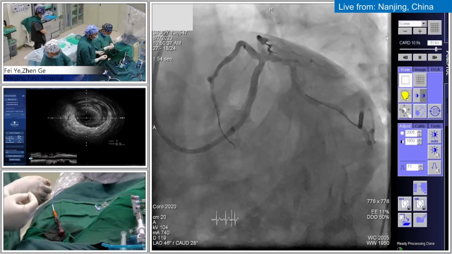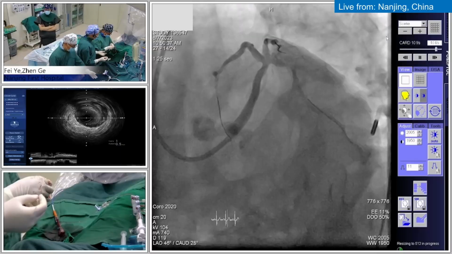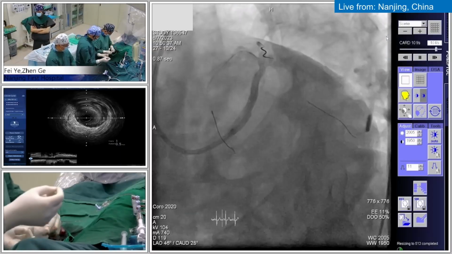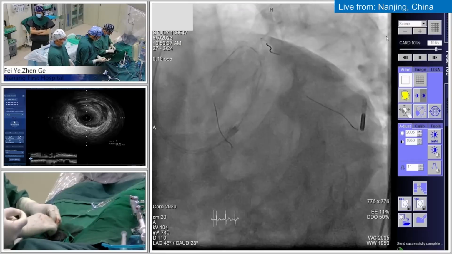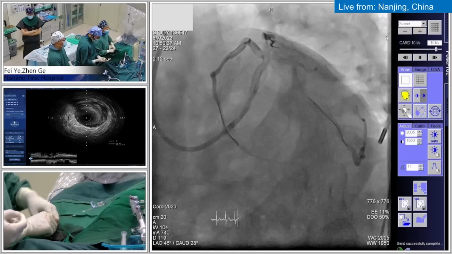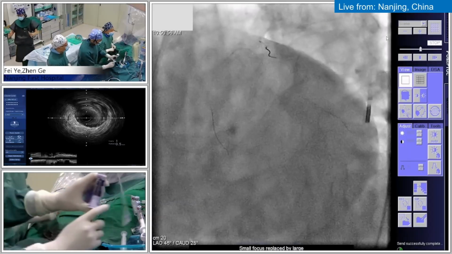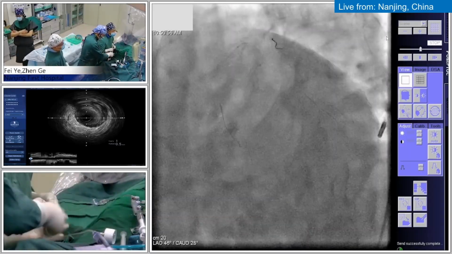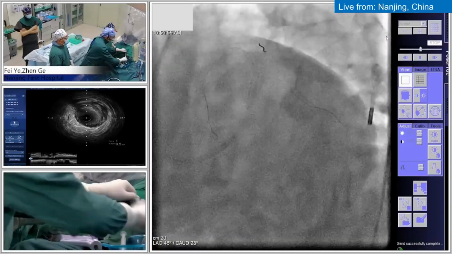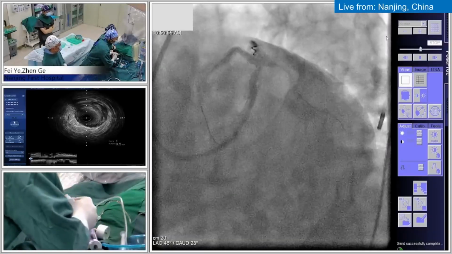After that, we will check if there is malapposition of the stent struts. We will use a large balloon. Prepare the 5.0 balloon, 8, longer. 5.0, 12. 8. Okay, no problem.